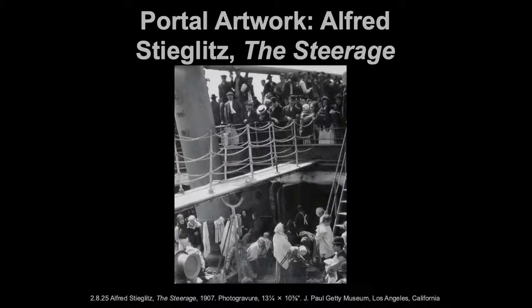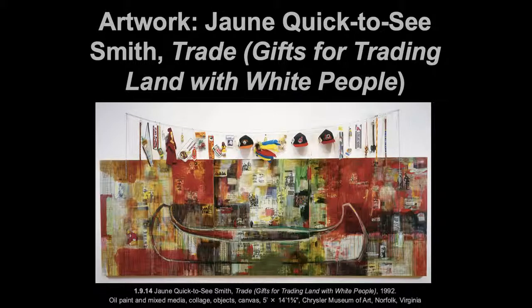Some different rhythmic structures. This one we're going to look at a little closer. Jaune Quick-to-See Smith. This is a really amazing piece, and it's got a bunch of actual artifacts, you might say, or three-dimensional elements that are in the real world that are also painted as motifs within the painting.